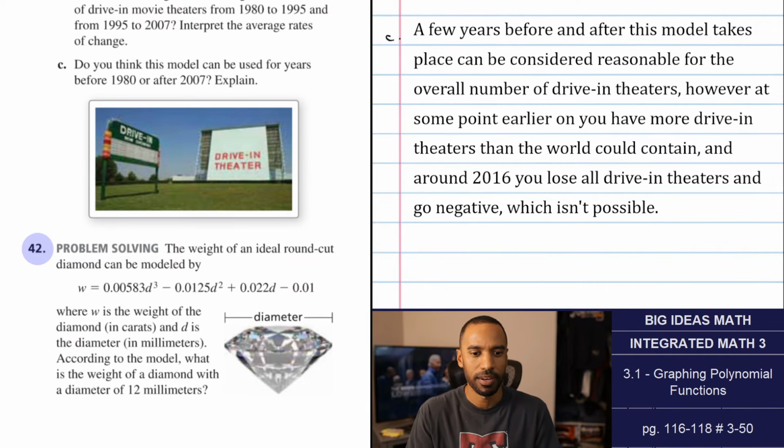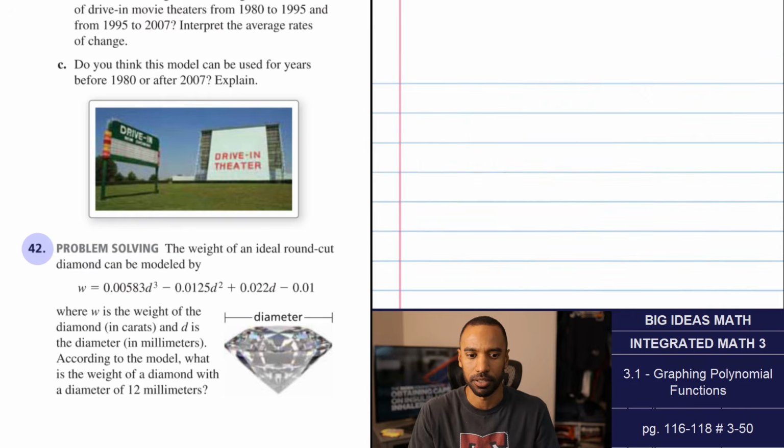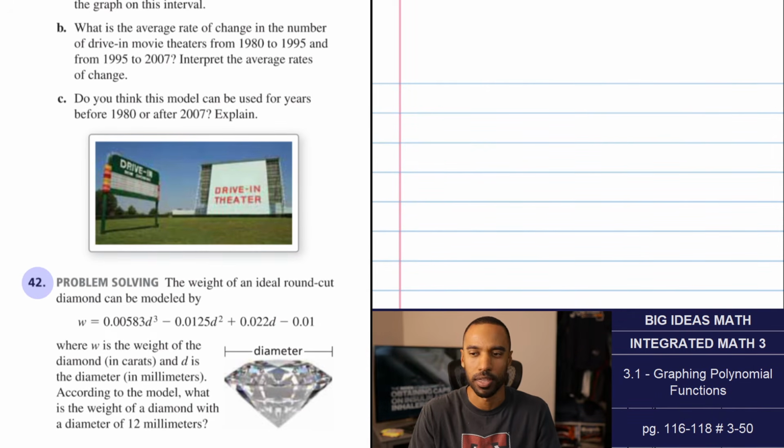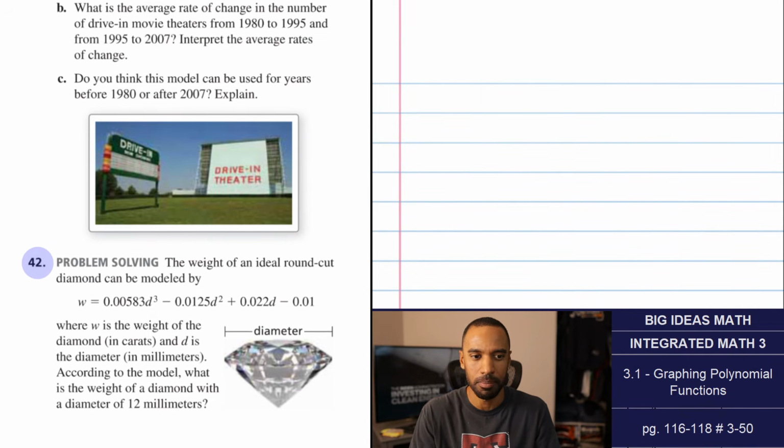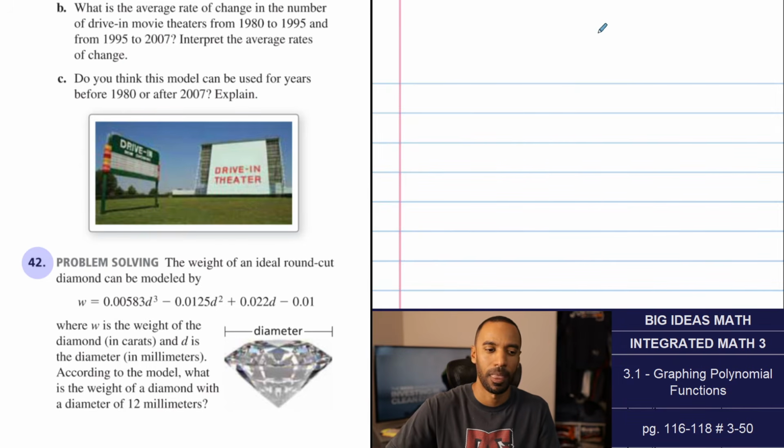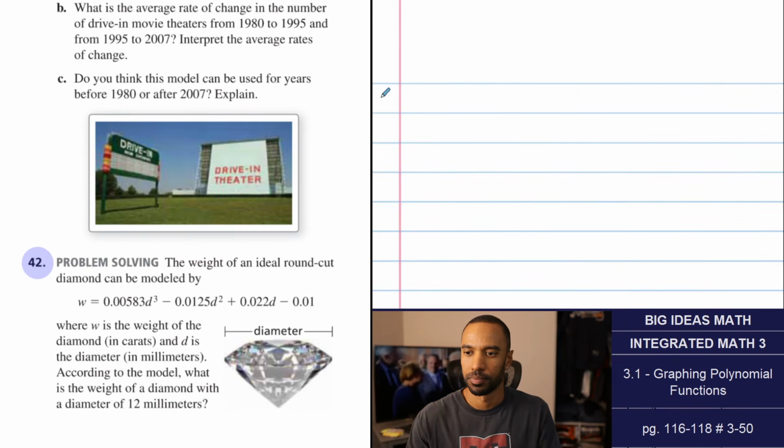Number 42, problem solving. The weight of an ideal round cut diamond can be modeled by this. Let's do graphing calculator stuff. Oh, I thought there were multiple parts. Where are parts A, B, and C? Are they on the other page? All right, number 42.